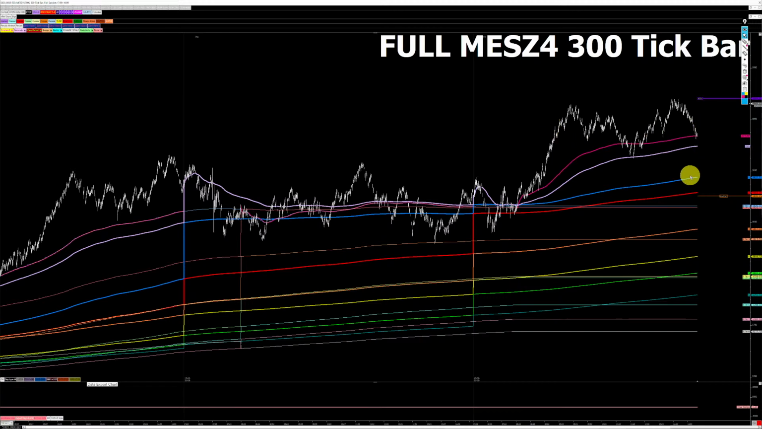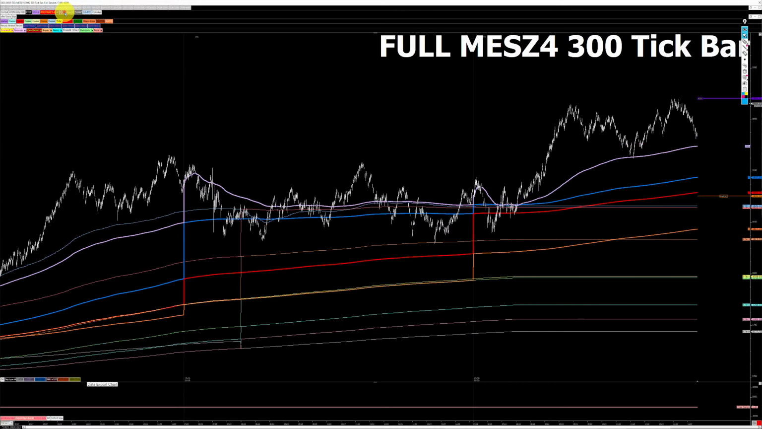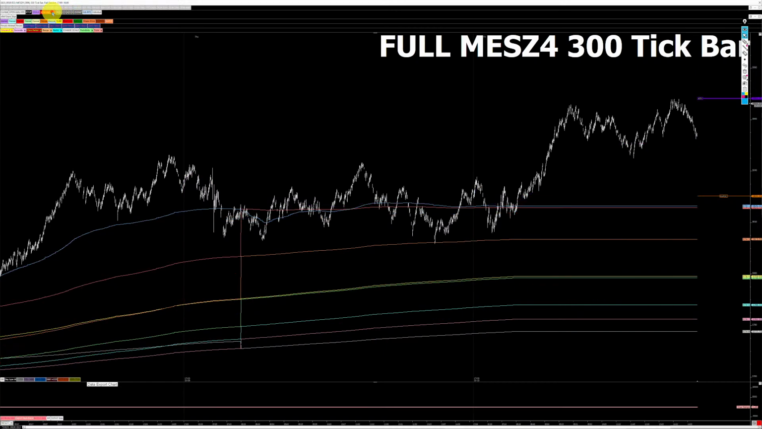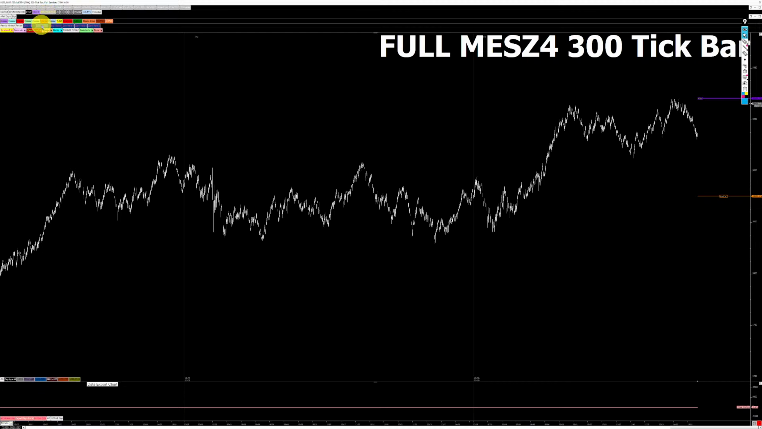Blue will become red, and then red will become orange. So 1 day back is going to become 2 days back, 2 days back is going to become 3 days back, and so on right down the chain. I'm actually going to turn these off, and I'm going to drop one more.